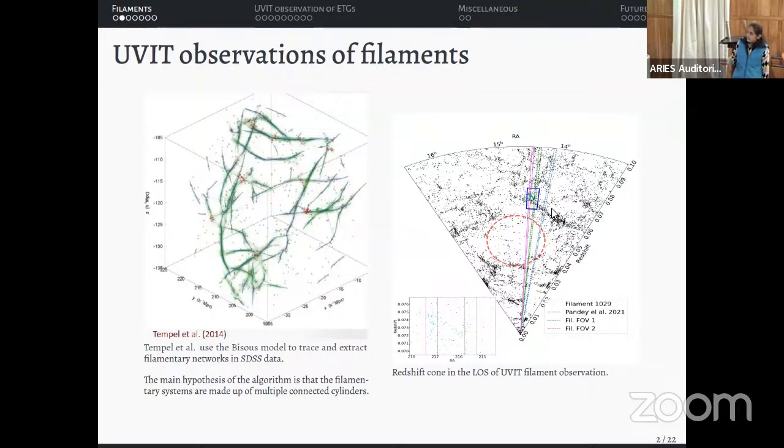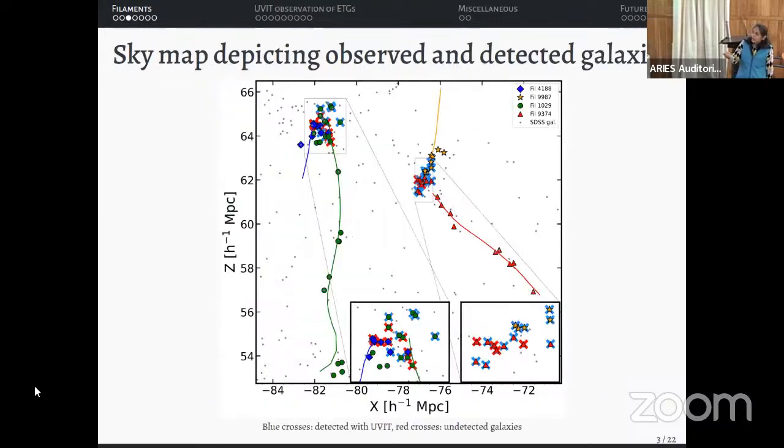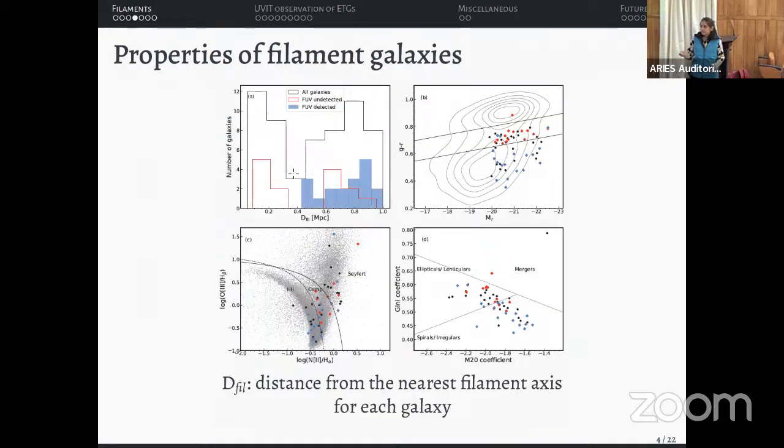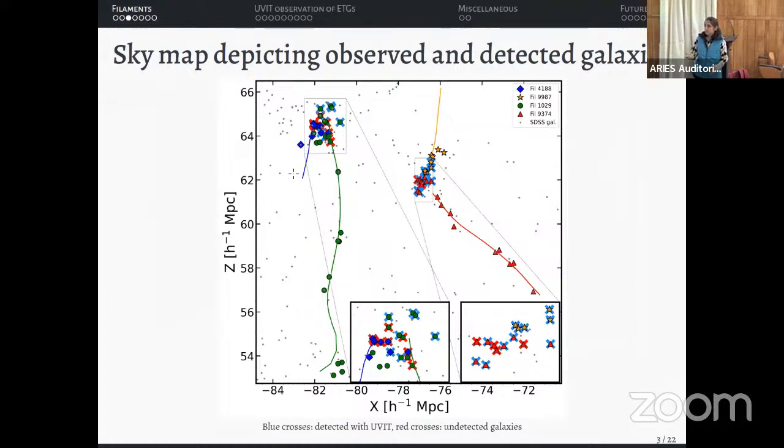So this is the sky map. The right ascension and declination are converted into supergalactic coordinates, and these squares are where UVIT observation was taken. We targeted four filaments, and these lines represent the filament spine. The filament spine is the region where the galaxy density inside the filament is highest. My UVIT field of view is zoomed in here.